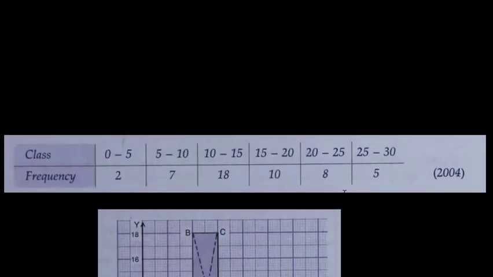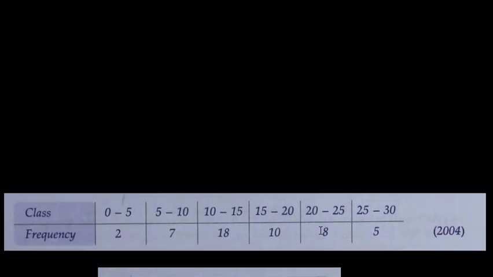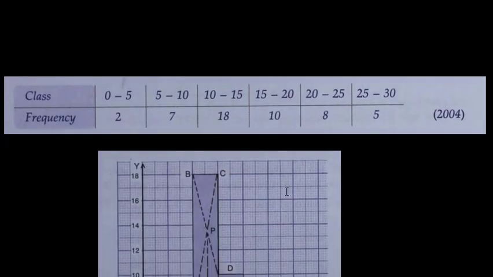Here we have one example. This is what we call a continuous distribution. We have the class 0 to 5. For 0 to 5 we have frequency 2, for 5 to 10 we have frequency 7, for 10 to 15 the frequency is 18, and so on. Now here we have to find the mode. So this is a class distribution. If you see the frequency, the highest frequency is 18.